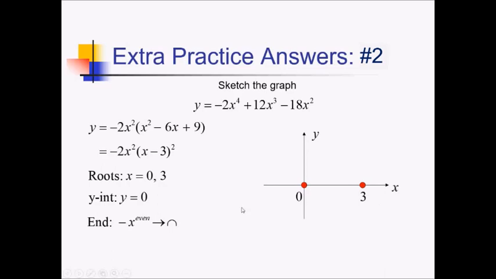Now in terms of our root behavior, these are both double roots at 0 and 3 because they came from these squared factors. That means we're going to bounce at both of those. So now putting it all together, we're starting below the x-axis. We are bouncing at 0, coming down, coming back up, bouncing at 3, and that means we're also ending below the x-axis, which is what our end behavior said we would be doing.